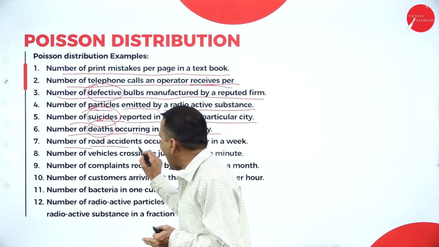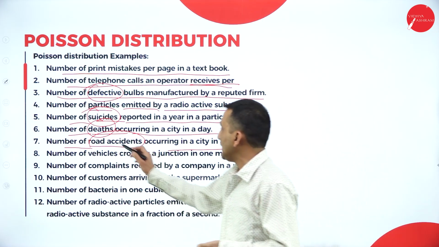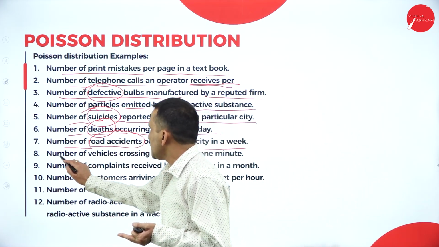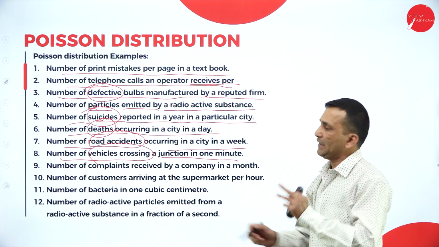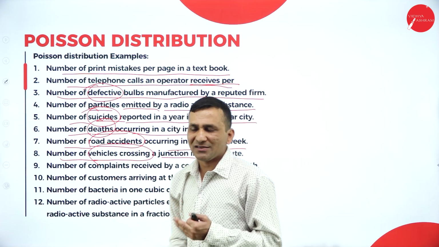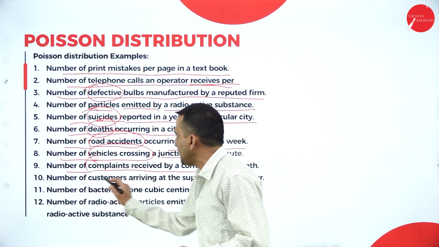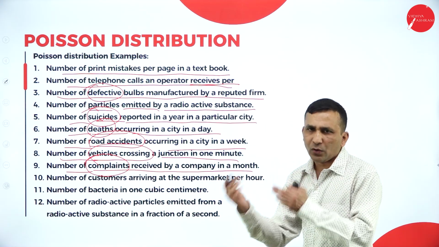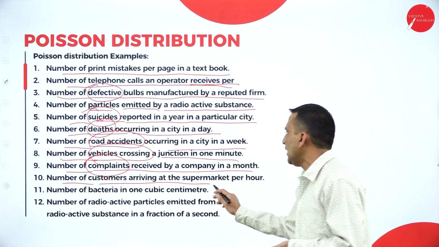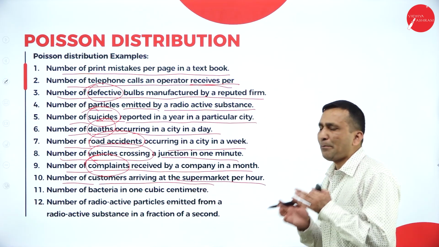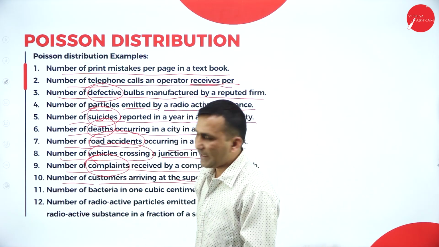The number of road accidents which occur in a city in a week or a day is also a Poisson distribution. The number of vehicles crossing a junction in 1 minute is related to the Poisson distribution. The number of complaints received by any particular company. Okay. The number of customers arriving at the supermarket per hour is also related to the Poisson distribution.